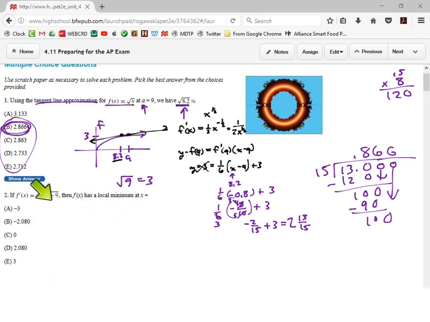All right, this problem is kind of neat. It already gives us f prime. So this is f prime. Where does f have a local minimum? Okay, so that means we just have to find the x. We don't have to actually find the local minimum.